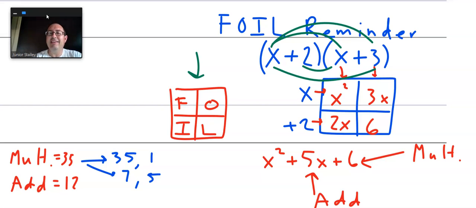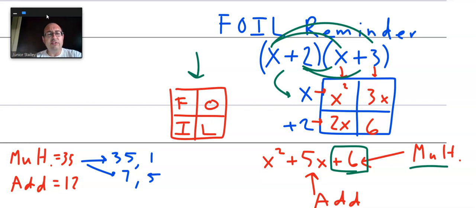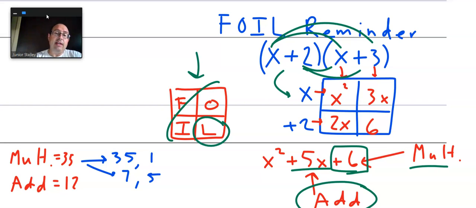But for those of you who are comfy with just first, outsides, insides, lasts, if you're comfortable with that and you want to do that, then go for it. I just put a box underneath one of them, and then I drop the other part down on the side, and then I match things up. X times x, x times 3, 2 times x, 2 times 3, and then I put things together. Now, why am I going through the FOIL process? Because in order to get the last term, we have to do multiplication with the lasts. In order to get the middle term, we have to add the outsides and the insides together.